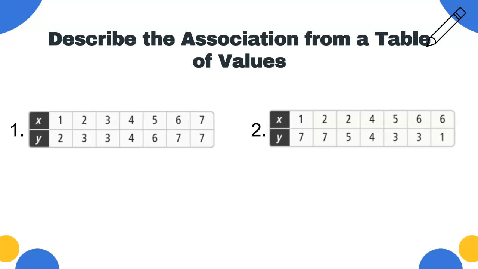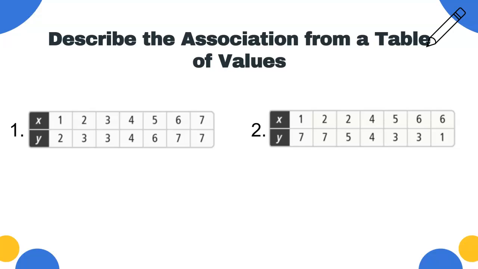Here's another way you can look at association. Instead of looking at a graph, you could look at a table of values. These tables of values are not necessarily going to be perfect tables like we've seen in the past. They're not going to have a constant rate of change because these are real data values. They're not going to go up or down by the exact same amount. But we can see a general trend happening here.